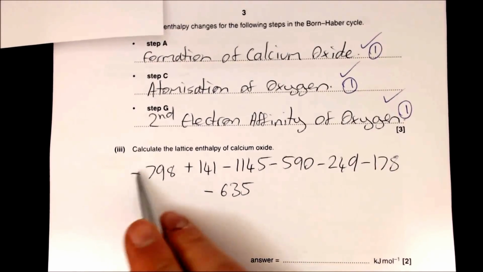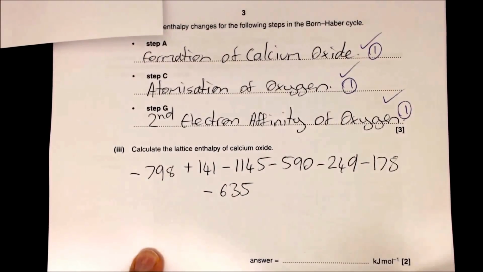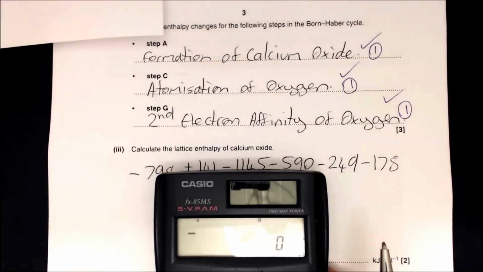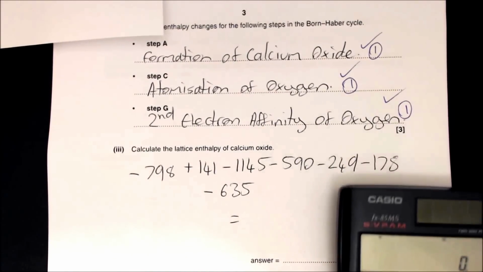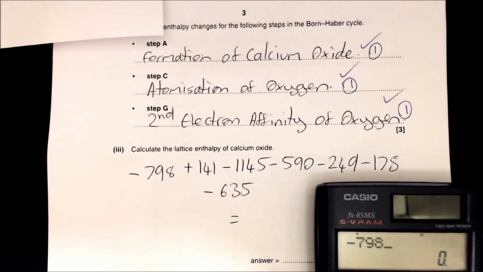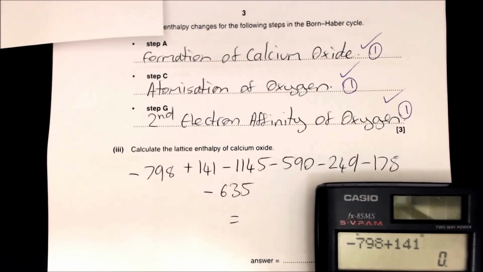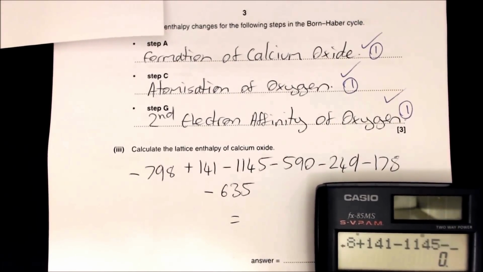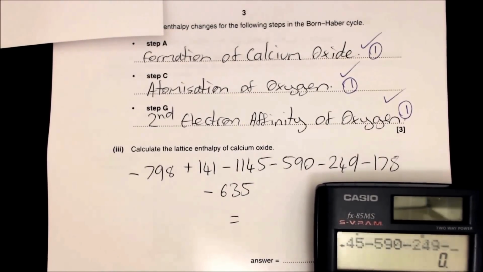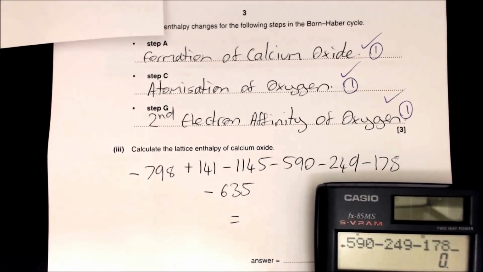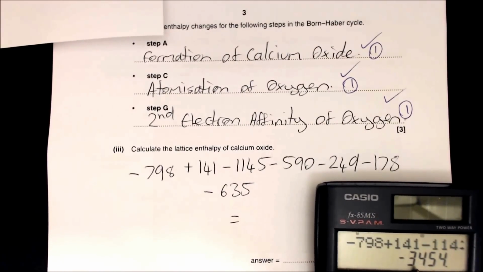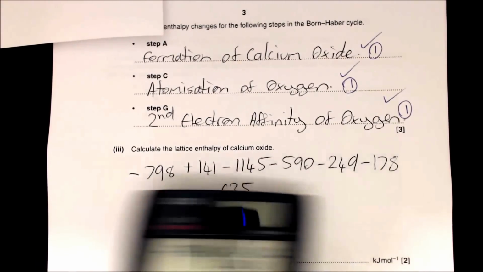Okay, so if we put all of that into our calculator, we should get an answer of this. Let's pull the calculator back in there. It's going to be minus 798 plus 141 minus 1145 minus 590 minus 249 minus 178 minus 635, and we should have minus 3454. There you go.